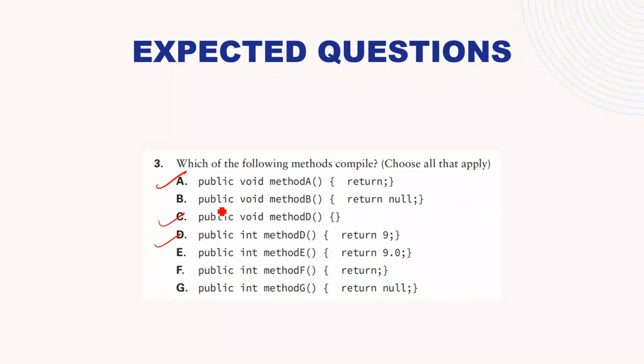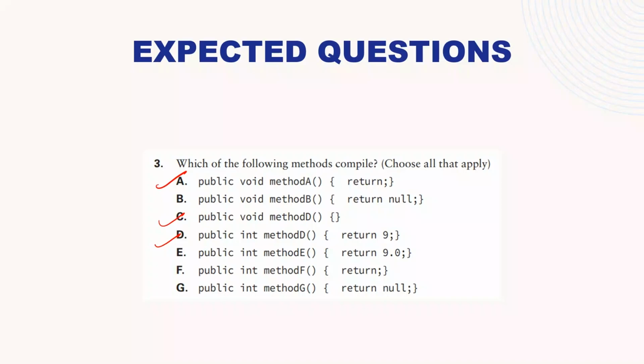So first of all, B, right? Why is B not correct? If you see B and G, they are returning null, right? Because null requires a reference object as the return type. Void is not a reference object since it's a marker for no return type, right? Void means nothing at all. So it's not going to work.